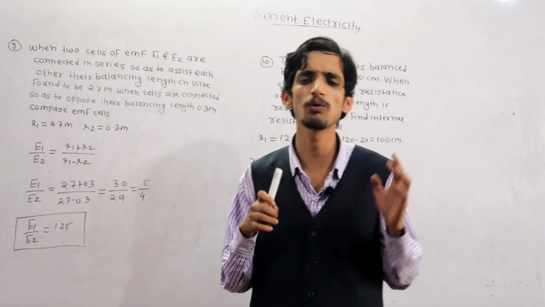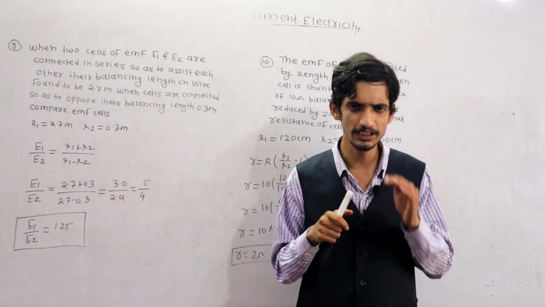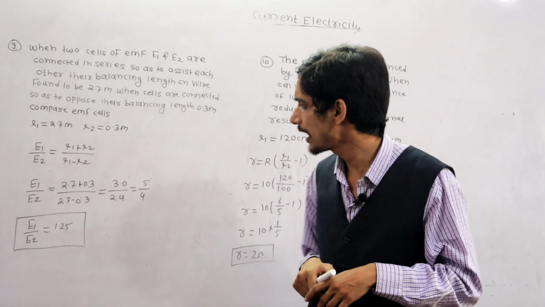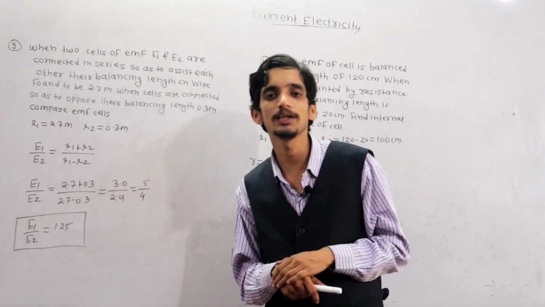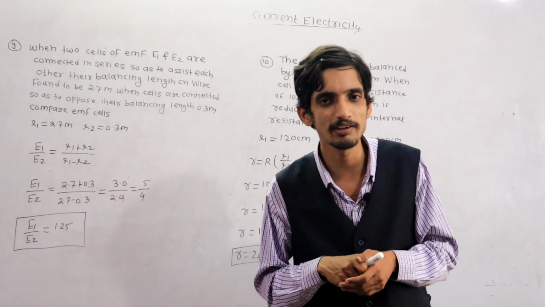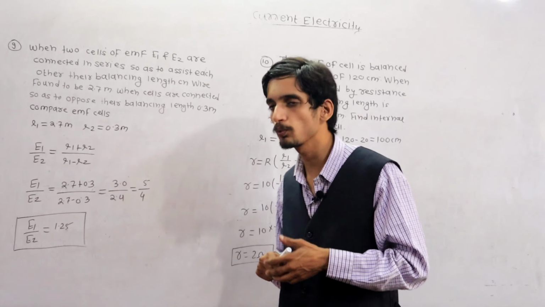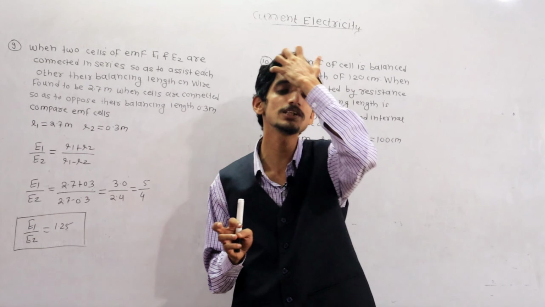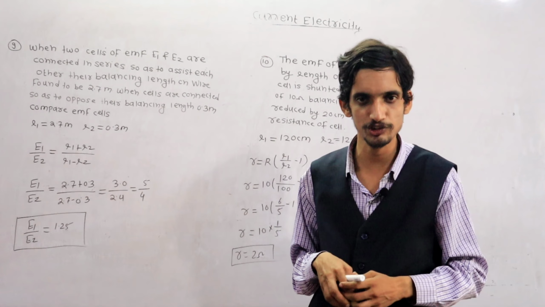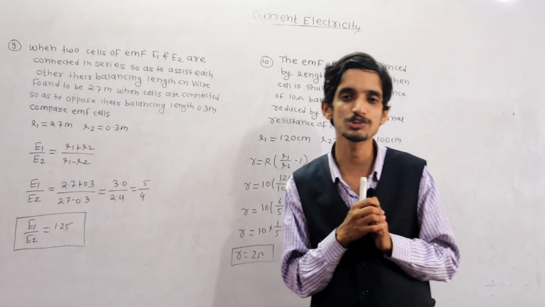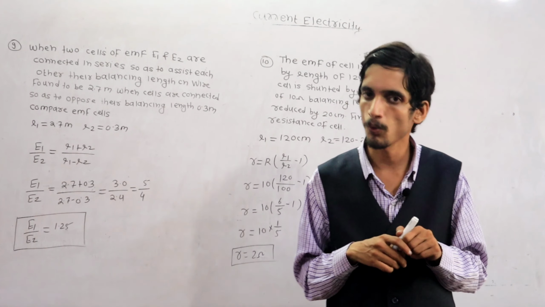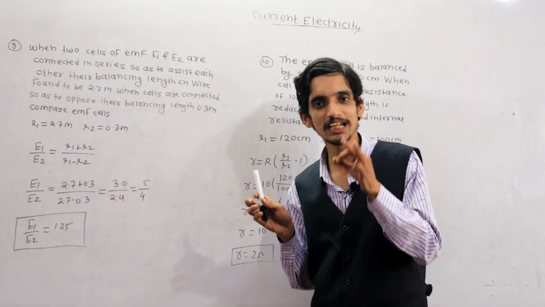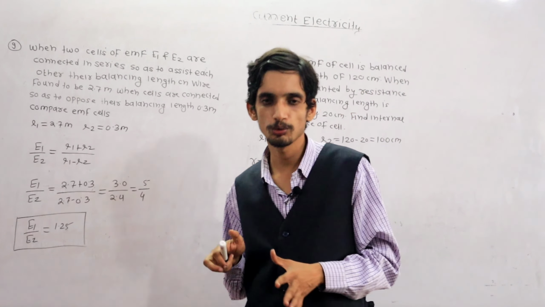So in this way we have determined the internal resistance of the cell, and also we have compared the two EMF of cells, that is E1 upon E2 is equal to 1.25. Clear? So with this I have completed all the problems mentioned in the exercise of the chapter current electricity. I have taken each and every problem with detailed solution.